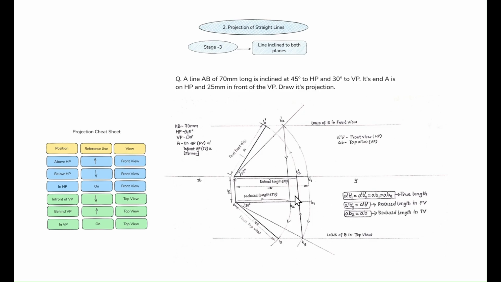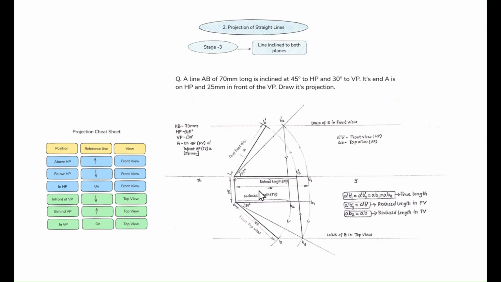Now, as I said, whenever there is an angle, there will be reduced length. So first, in HP, you got this arc, right? There is an intersection of this 45-degree line and that true length arc. From this point, you will be dropping a line onto this top view or vertical projection line, as you can see here.